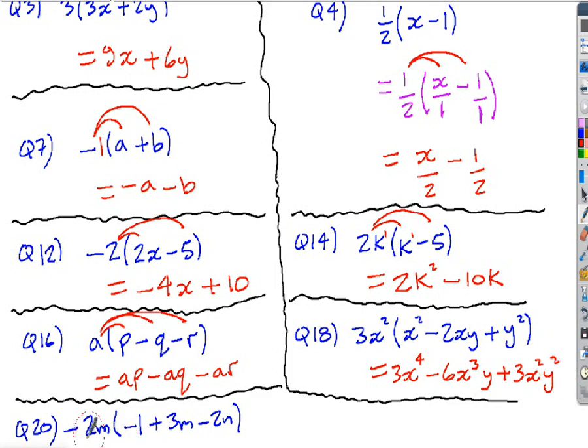And finally, question 20, we have negative 2m outside the bracket and 3 terms inside the bracket. None of them are like terms here, so we just got to expand the bracket. So negative 2m multiplied by negative 1 is positive 2m. Negative 2m multiplied by positive 3m becomes negative 6m squared, again from our first law of indices, and negative 2m multiplied by negative 2n becomes positive 4mn.